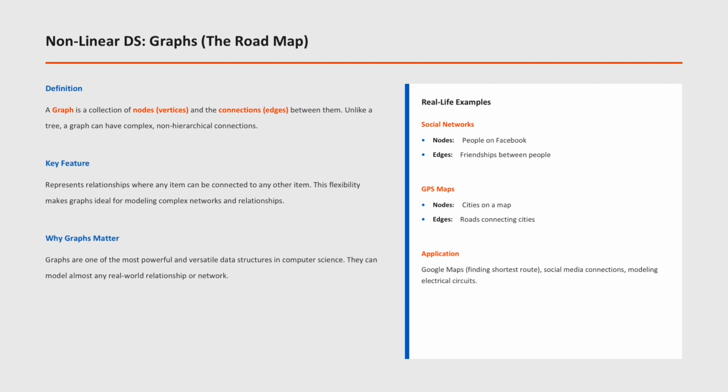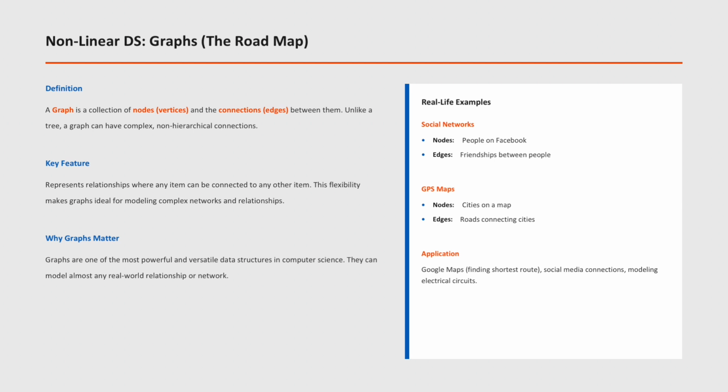We call the nodes vertices and the connections edges. And there are no rules, no root, no parents. Any vertex can connect to any other vertex. It's a pure network. And that's why they're perfect for modeling real-world networks, like a social network. Exactly. The vertices are the people, and the edges are the friendships. A graph can map the connections between any two people on the entire platform.